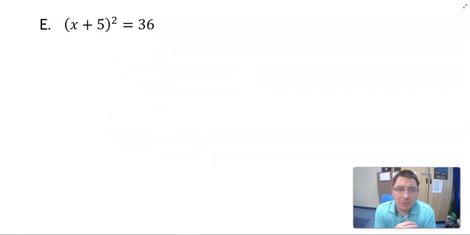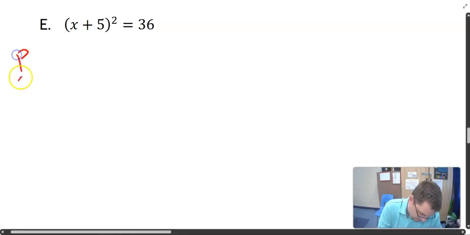So in this example, we see x plus 5 squared, all that in parentheses squared, is equal to 36. Well, the x plus 5 is inside a parenthesis, and when we think about the order of operations, we're working our way up the order of operations.